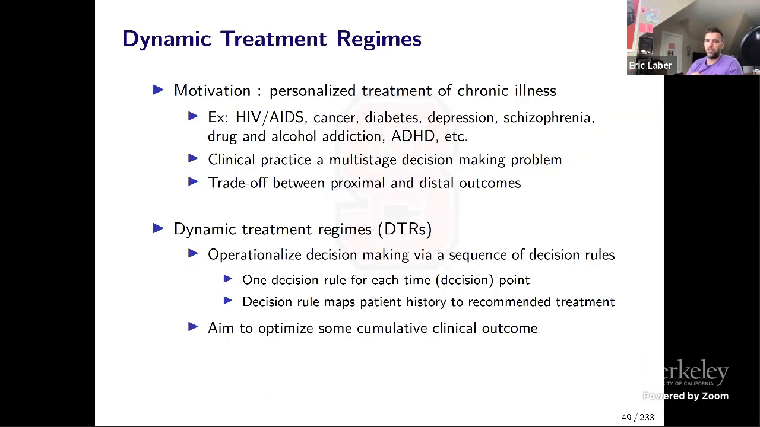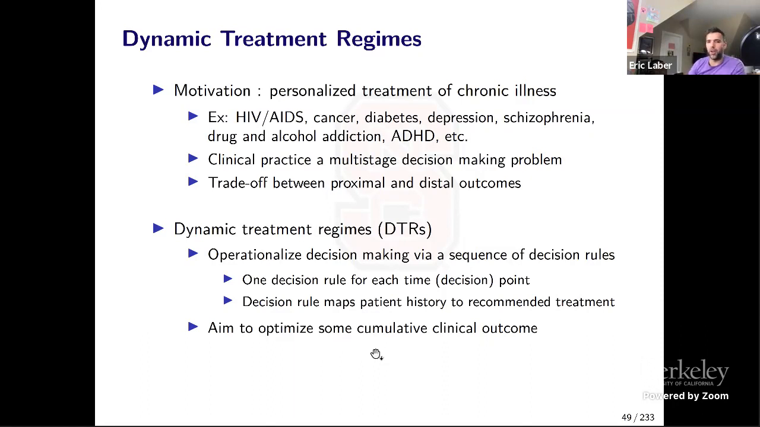Dynamic treatment regimes are just the formalization of this decision process as a sequence of functions, or decision rules. And so you have one decision rule for every time point, which together comprise a policy. And a decision rule is just a map from the information you have to a recommended treatment. And the goal is to optimize some cumulative clinical outcome.